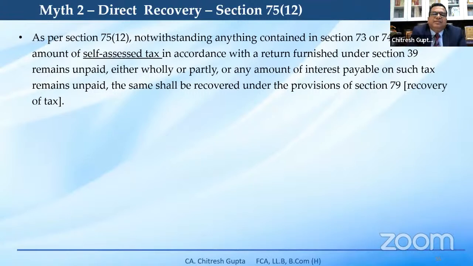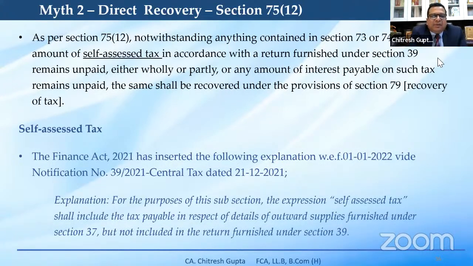Meaning thereby, if self-assessed tax is not paid as per the return, then the department is not bound to give you any notice under section 73 or 74, and they are not bound to give you any show cause notice under any of the provisions of the GST law. They can straightaway resort to the recovery provisions like attachment of bank account and garnishee proceedings, etc.